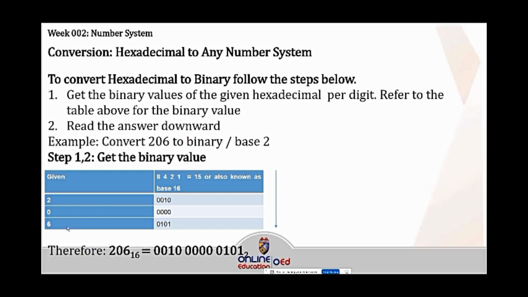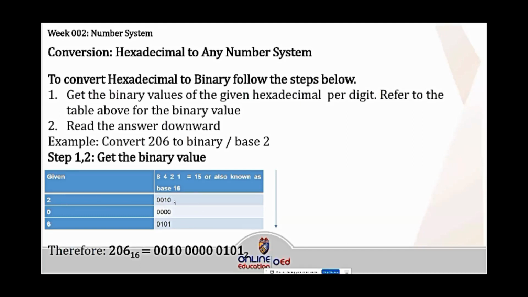So now 206 here is base 16. To convert it into binary, we are going to use the 8421. If you are going to align, we are looking for 2. So 8 and 4 will be 0 because we are only looking for 2. And 2 is 1 to be true. We're going to make it true because we are only looking for 2. And then 1 is 0. So 0, 0, 1, 0.